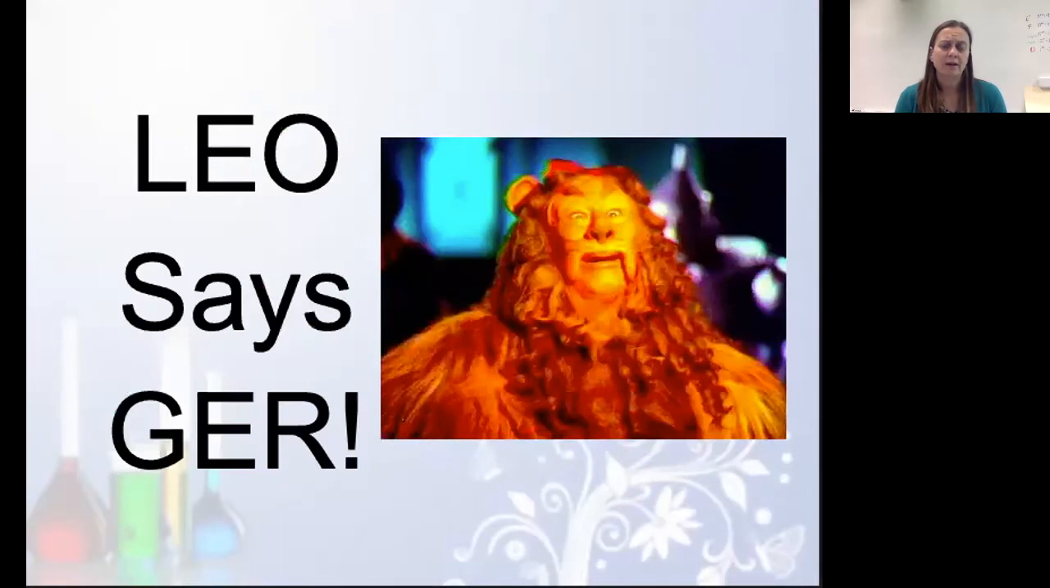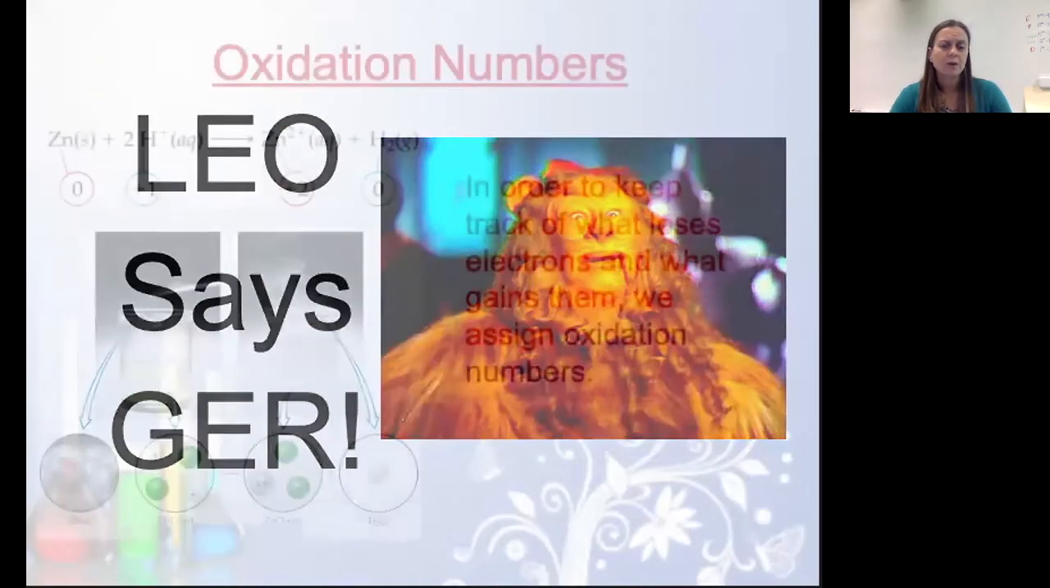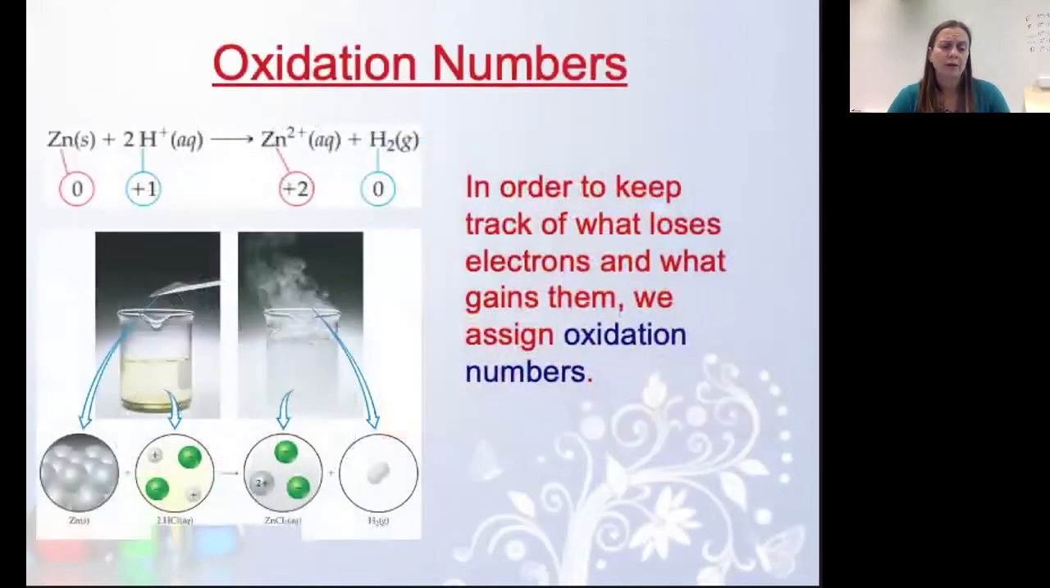And of course, we have two different ways of remembering that. We can think about LEO says GER, losing electrons is oxidation, gaining electrons is reduction. Or we can use OIL RIG, oxidation is losing, reduction is gaining. So if we want to keep track of where the electrons are, we need to assign something called oxidation numbers. And so we're going to talk about how we assign oxidation numbers.